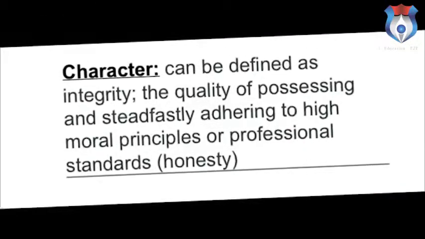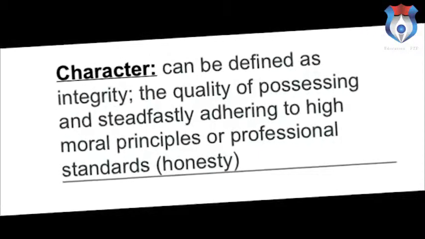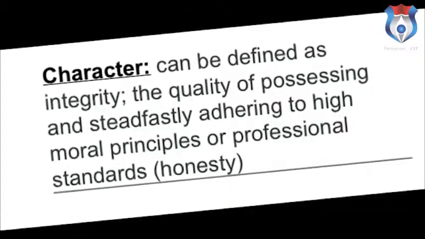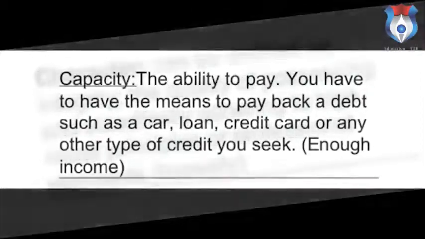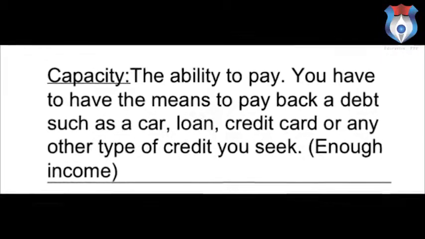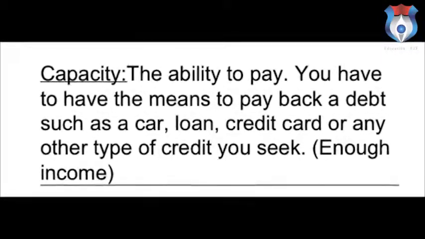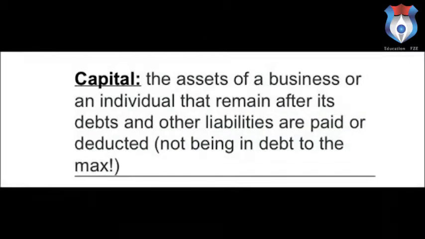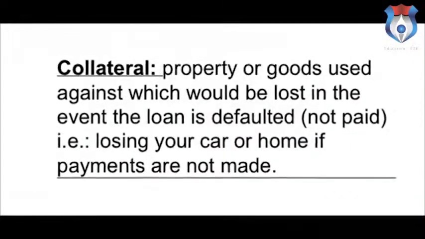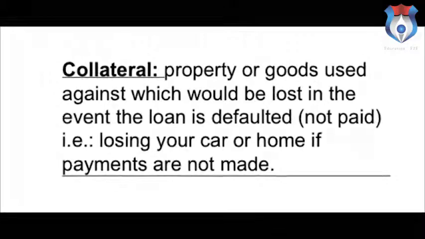The second C is capacity. It's the ability to pay. You have to have the means to pay back a debt such as a car or a loan. You have to have enough income. The third C is capital. That's the assets of a business or an individual that remain after its debts and other liabilities are paid. In other words, don't be maxed out. Collateral is the next. Property or goods against which a loan is secured, which would be lost in the event a loan is defaulted, such as losing your car or home if payments aren't made. Conditions is the final C.